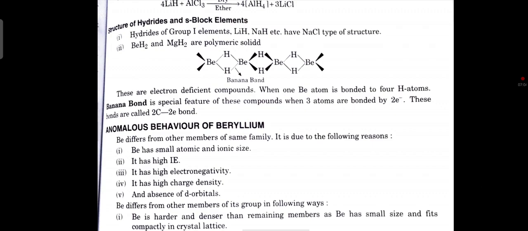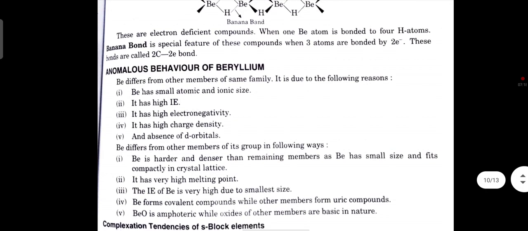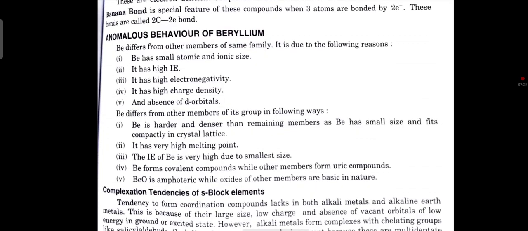When one beryllium atom is bonded to 4 hydrogens, a banana bond is a special feature of this compound. When 3 atoms are bound by 2 electrons, this bond is called a 3C-2E bond. Anomalous behavior of beryllium: beryllium differs from other members of the same family.